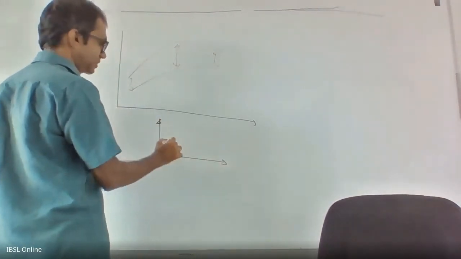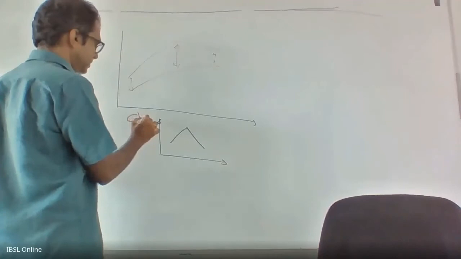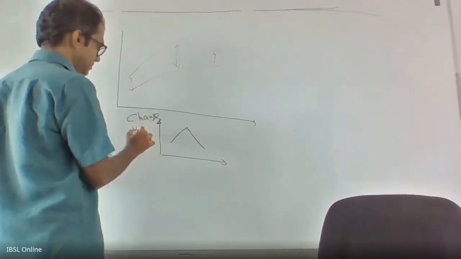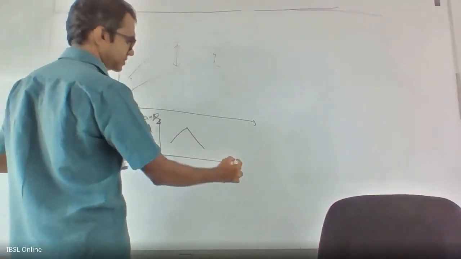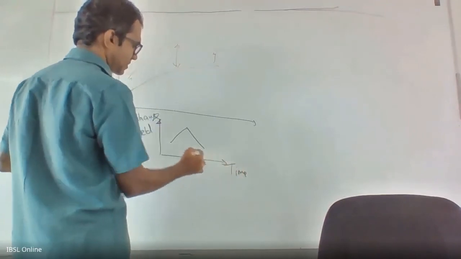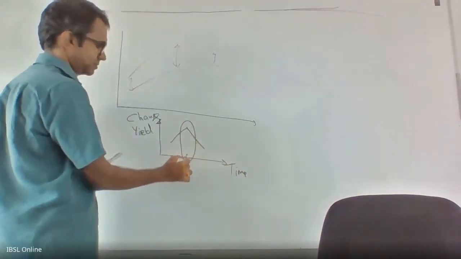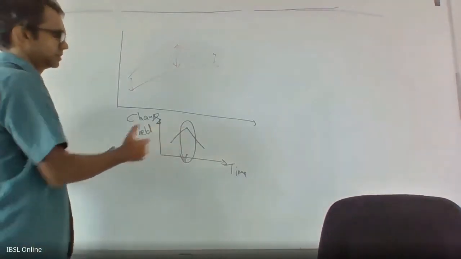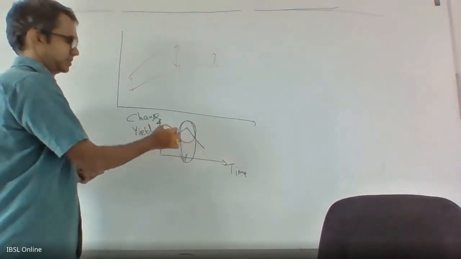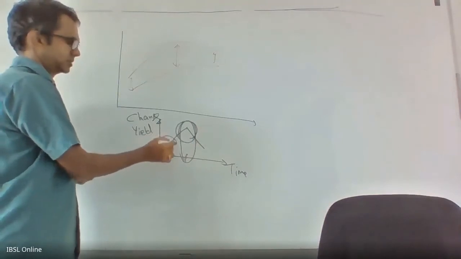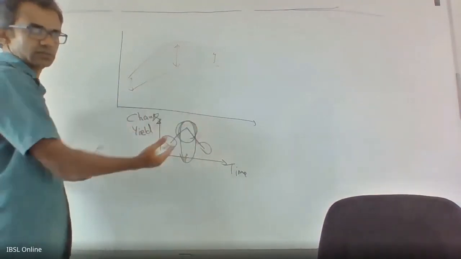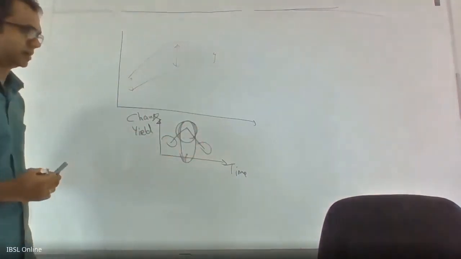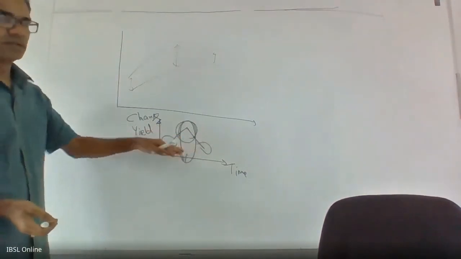The change would be like this. This is the change in the yield. This is time. In the middle tenors, you can see a large change in the yield compared to the changes in the two ends, the short end and the long end. That's why we call it a negative butterfly.